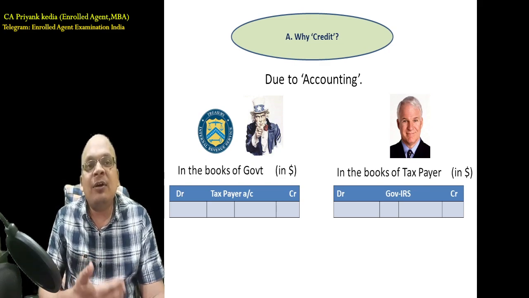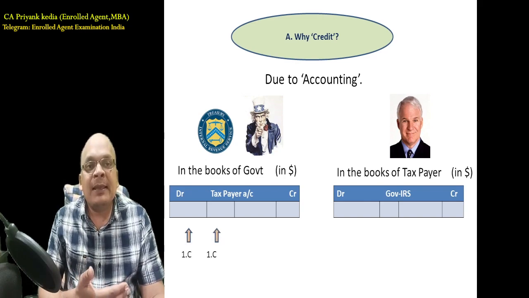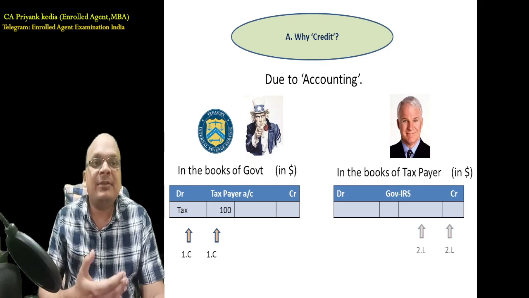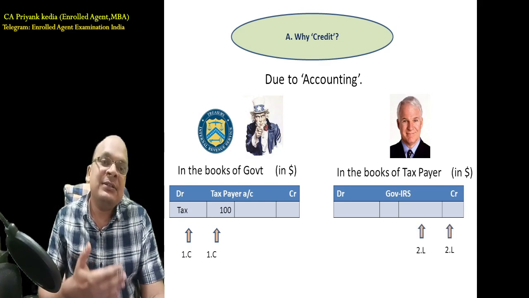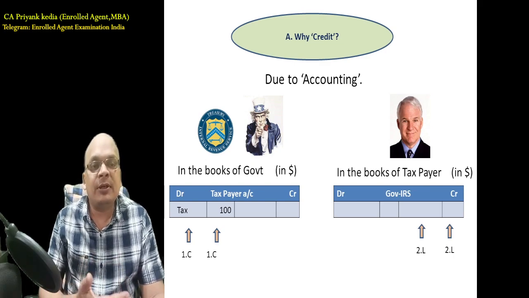Now let's say there is a $100 liability on the taxpayer. So what the US government will do is debit the taxpayer account with $100. At the same time, the taxpayer will credit the US government account with $100 because he is liable to pay this amount to the government.